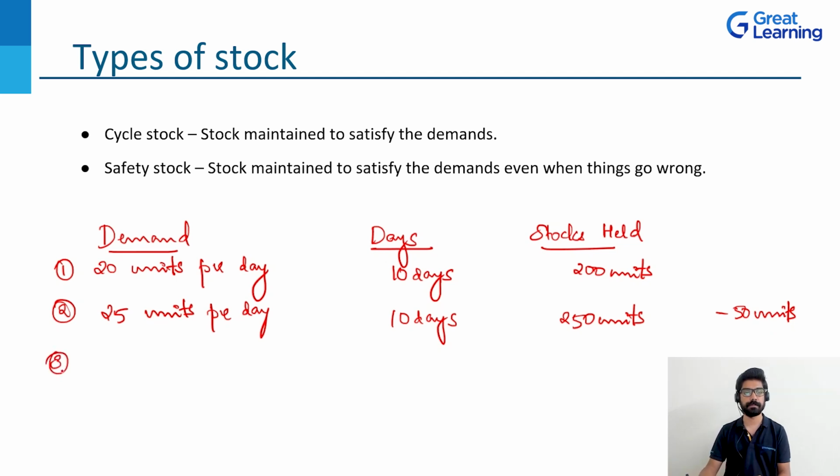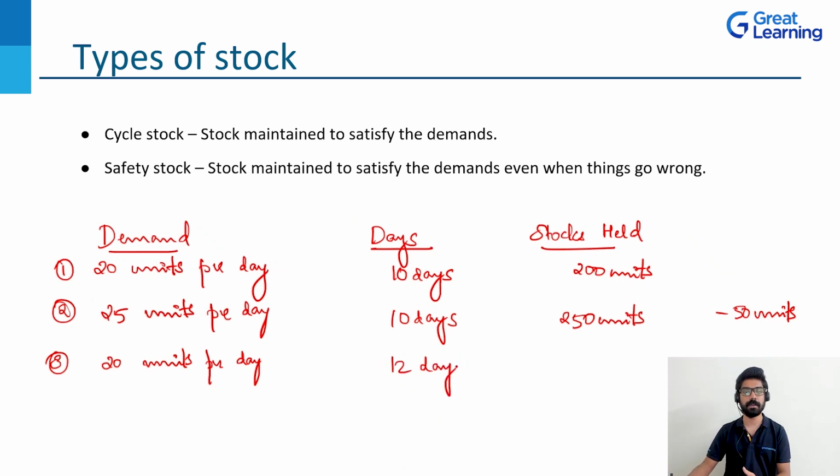Coming to the third case. Say that the demand remains the same, that is 20 units per day. You know that you'll be getting a demand of 20 units per day and you're restocking every 10 days. But here, what happens? Due to some logistical issues or other issues, the order did not arrive at your warehouse after 10 days. It took 2 days more. It was only delivered to your location on the 12th day.